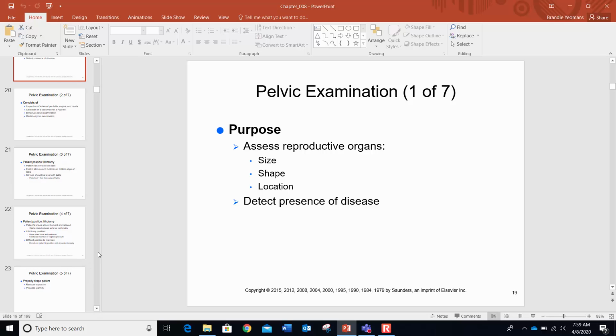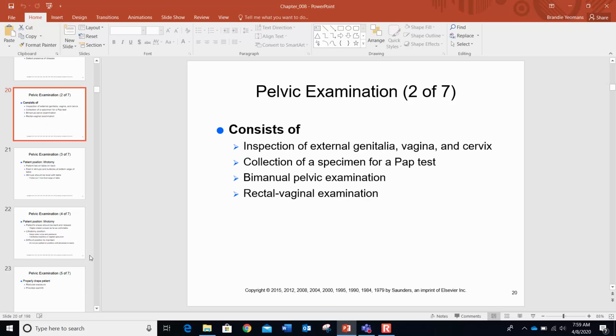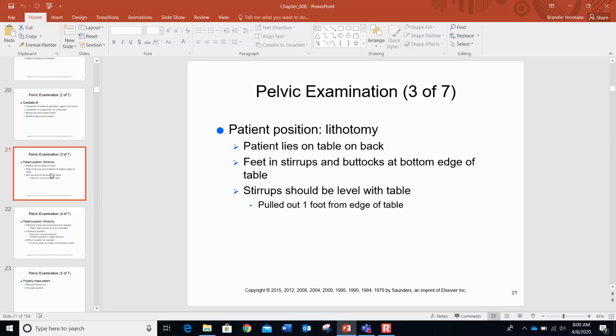So looking at the pelvic exam, what is the purpose of that? Well, we're going to assess the size, shape, and location of all those organs and try to see if there's any presence of disease. This is going to consist of the inspection of the external genitalia, the vagina, and the cervix. We're collecting that Pap test. The physician's always going to be doing that by manual exam, and at certain ages, and certain physicians have different preferences, they might also include a rectal vaginal exam.